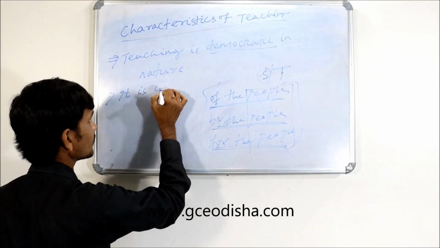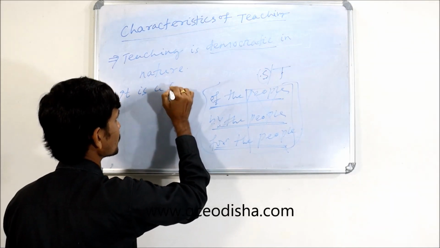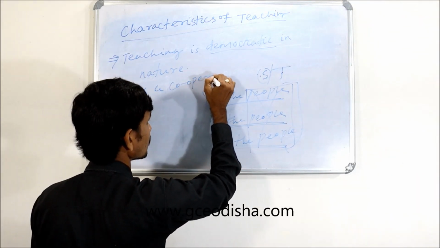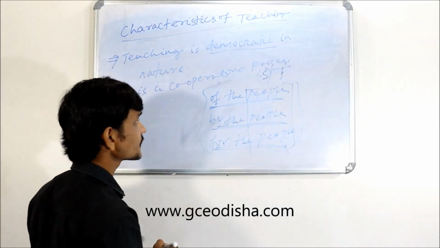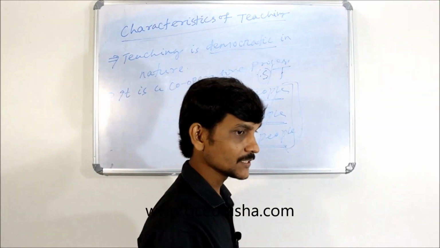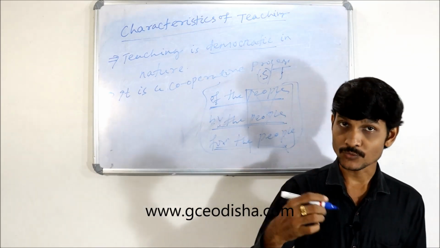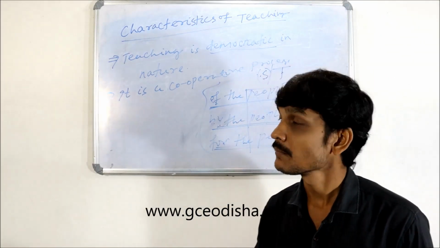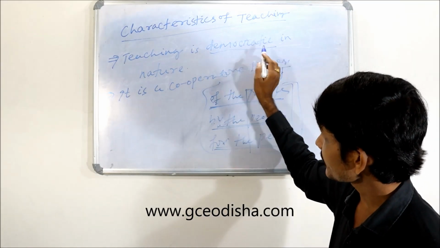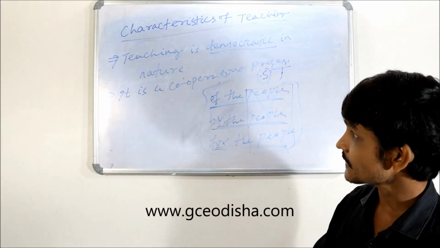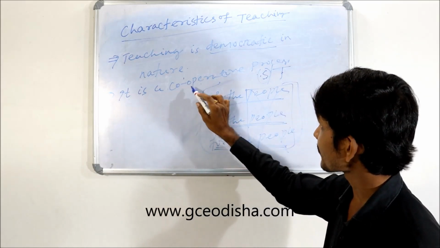Cooperative process means both cooperate with each other. The teacher cooperates with the students, and the students also cooperate with the teacher, by which the teaching program will be successful. Teaching is democratic in nature. Another characteristic is that teaching is a cooperative process.